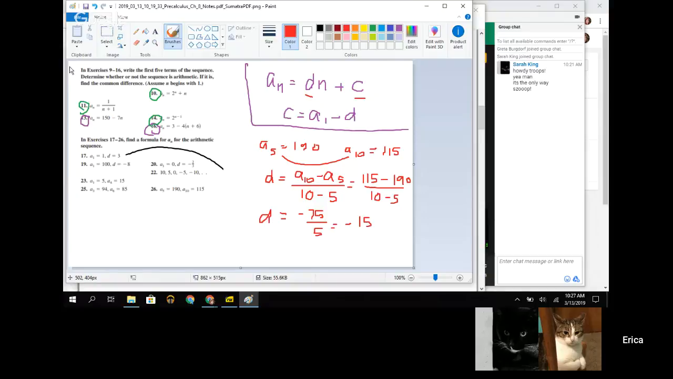That's the difference. So that kind of makes sense. Like you're averaging the difference over 5 spots. It's kind of like finding the average. But because it should be the same exact difference, it shouldn't make a big deal.